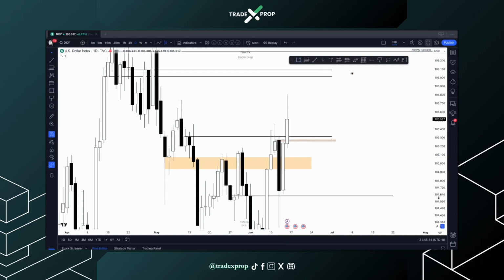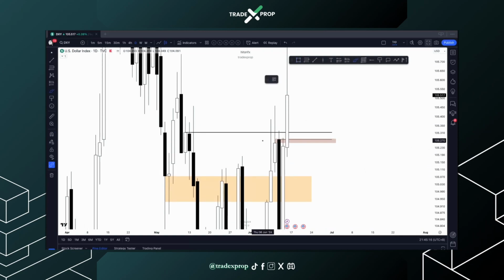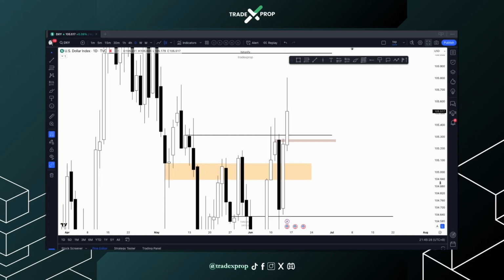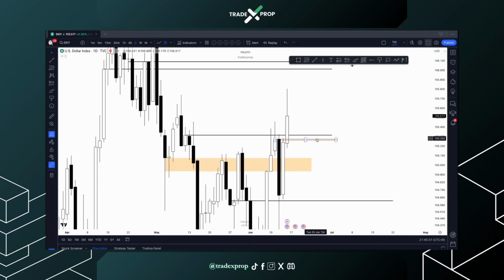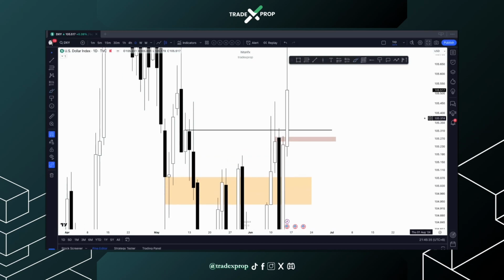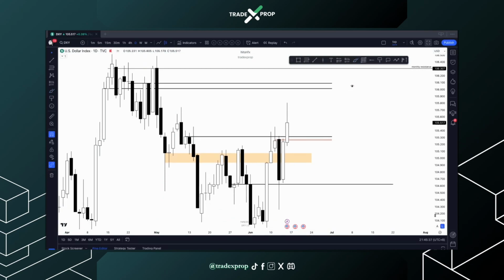Level right here. So this is a resistance, breaks becomes support. Beneath that we have this level right here, so that could come into it. I chose not to draw them out because it can get very cluttered, but just in and around this level we have a few daily supports that we could be looking at for the refinements, right?